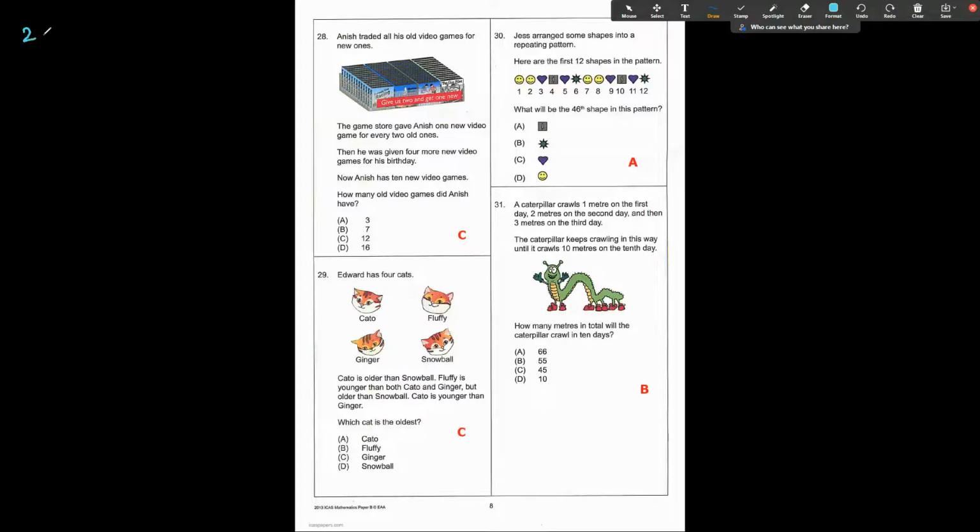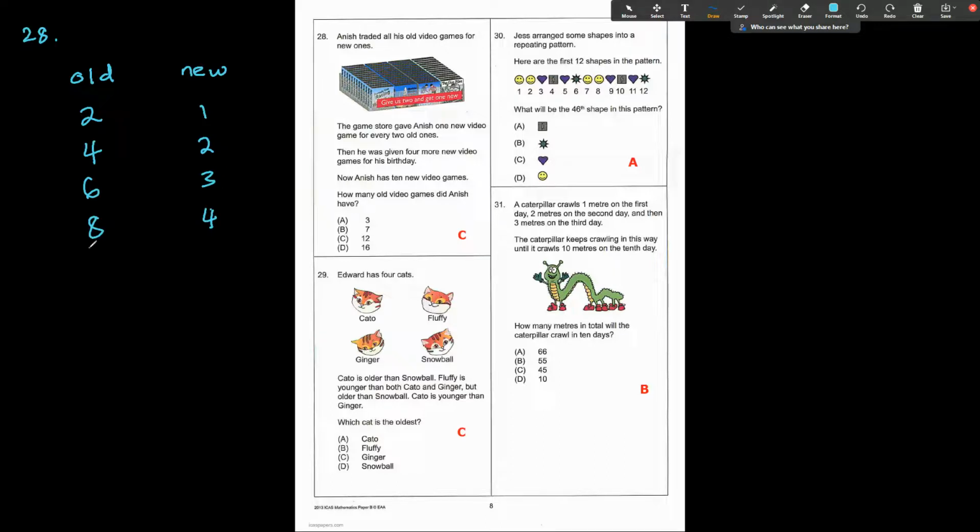Let's have a look at question 28 then. Anish traded all his old video games for new ones. The game store gave Anish one new video game for every two old ones. So I'm going to draw a table for this one. If he sells two old ones, he will get one new one. If he has 4, this will become 2. If he has 6, this will become 3. If this is 4, this becomes 8. So whatever number is here, I just multiply it by 2.